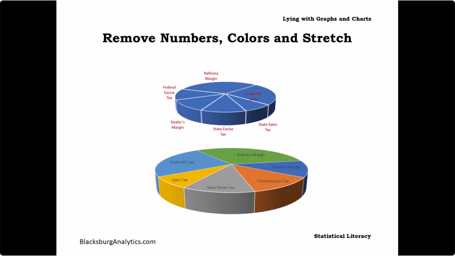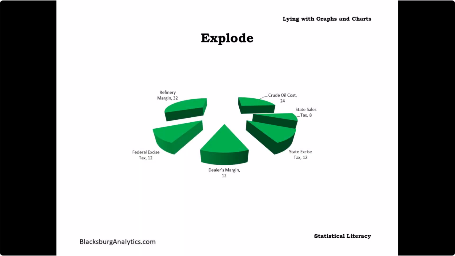Or we can change the colors and stretch out the x-axis. Another way is to remove the percentages from the chart, leaving only the labels. Now the small categories loom large, with no values to confuse the issue. Another way is to rotate and explode the chart. The dealer's margin now looks like the single largest portion of the cost of a gasoline.